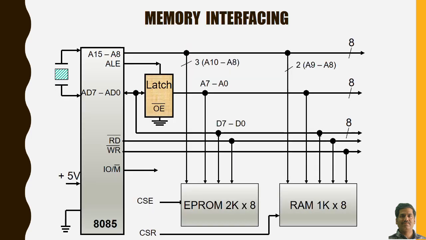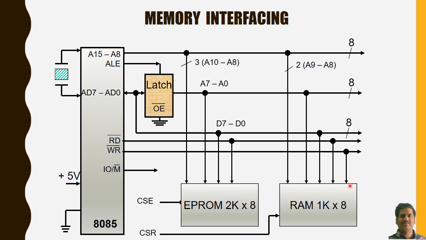The memory interface diagram is shown in front of you. In this case, the chip select for EEPROM and chip select for RAM will come from the circuit which we have designed earlier using the decoder IC, and other things are almost the same. In case of EEPROM, the WR signal will not be there, and in case of random access memory, RAM, the WR signal will be there.